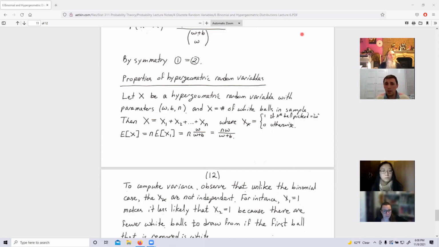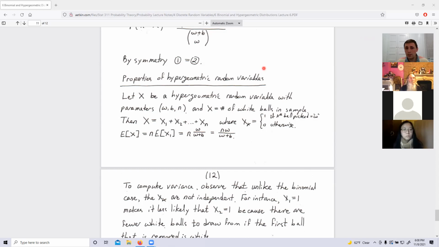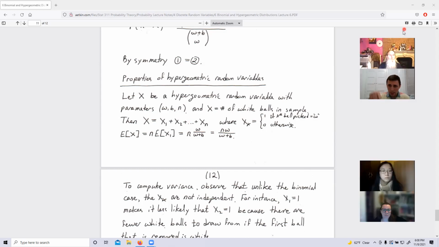Now, if I focus on any x, let's say on x2, x2 is equally likely to be any ball. Do you agree? So the second trial is equally likely, without information of what has happened before, to be ball 1 through ball W plus B. And exactly W of them are white. So the expected value of x1 or x2 or any of them is W over W plus B. And so the expected value of x is n times that. Good? So notice W over W plus B is that P from binomial.